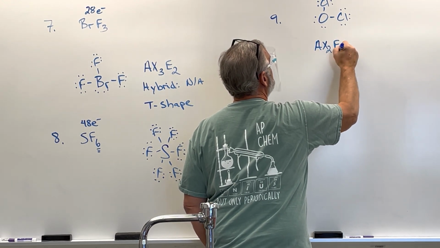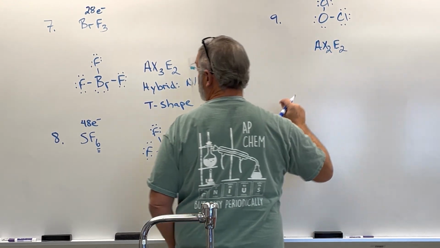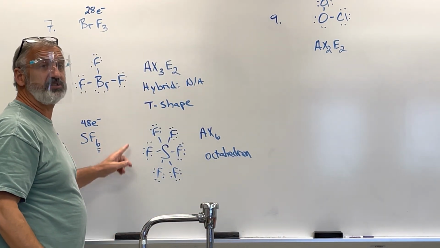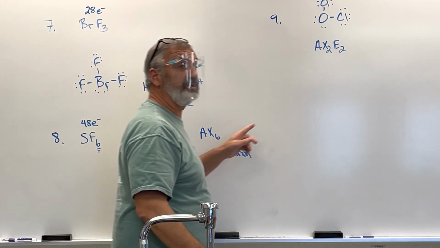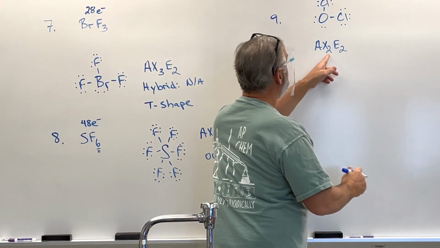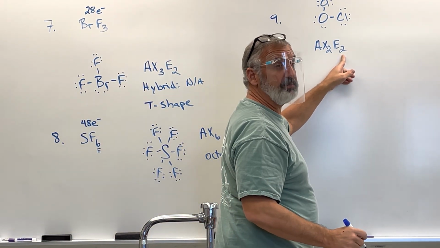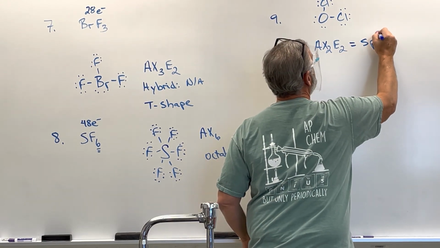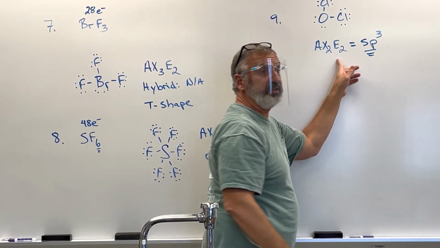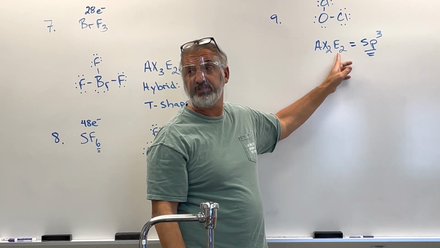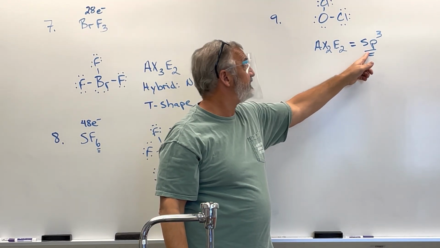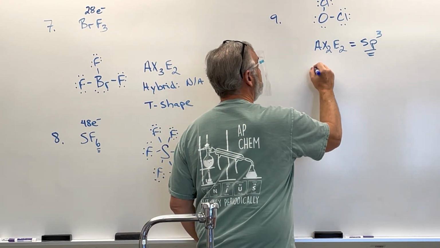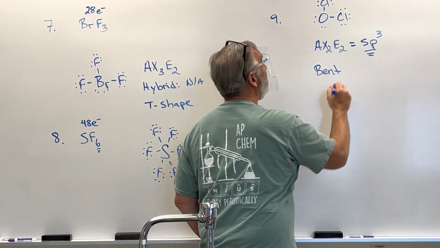AX2E2. SP3. Both of these are expanded octets, so we don't have any kind of hybridization on these. But on this one, 2 plus 2 equals 4, so the type of hybridization is SP3. This is the answer. The AX formula is nothing, just a way to get to the answer. That's just a general formula. That's my answer. And what's the shape going to be? Bent.